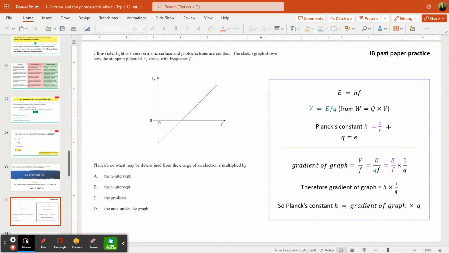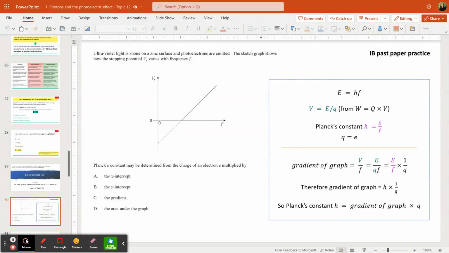We know that the Planck constant can be found from my first equation, E equals hf. I've rearranged it to say h is equal to E over f. And I know that Q in my equation here, the charge, is also going to be equal to e, because that's just the charge in this particular question.